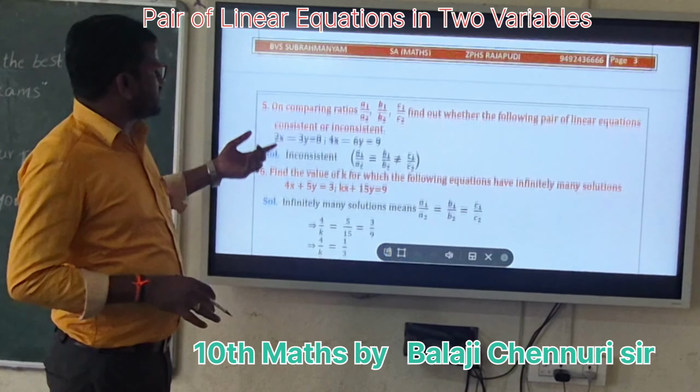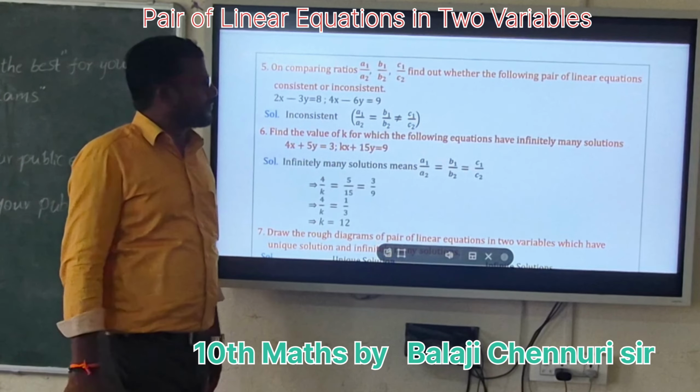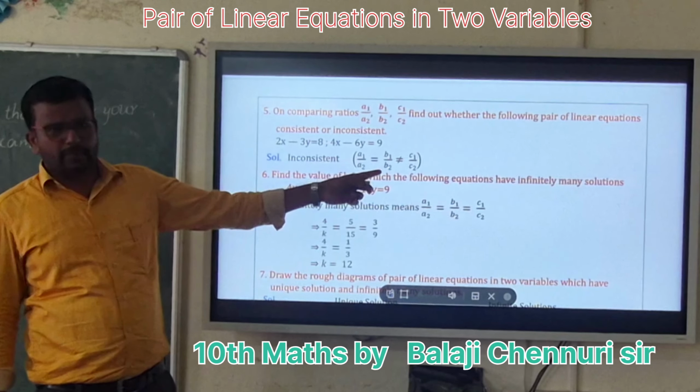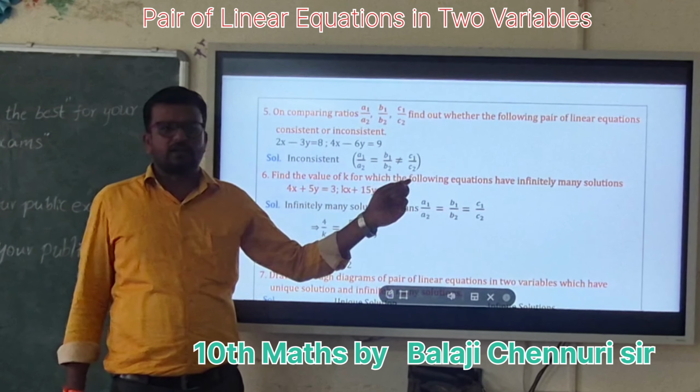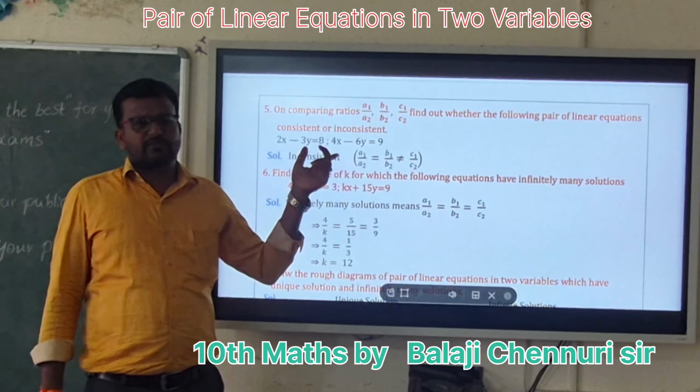Next, comparison of the ratios a1/a2, b1/b2, c1/c2. Find out whether the following pair of linear equations is consistent or inconsistent. 2/4 is 1/2. -3/-6 is 1/2. 8/9. But 1/2 is equal to 1/2 and the constants ratio is not equal. Then what is the type of this equation?